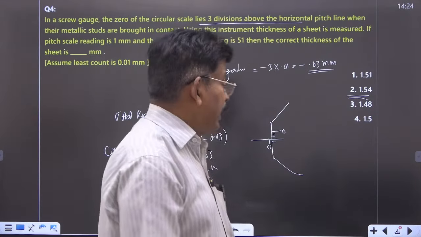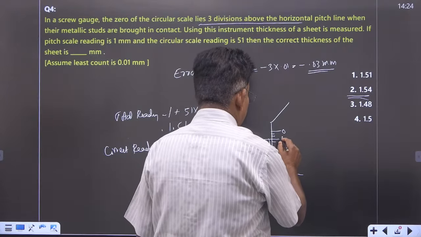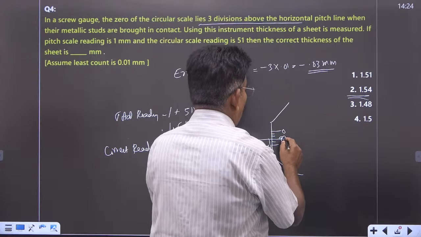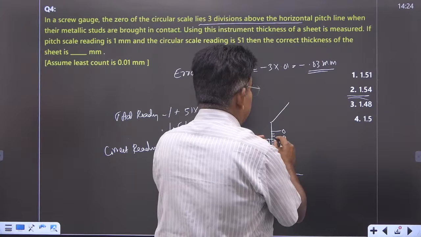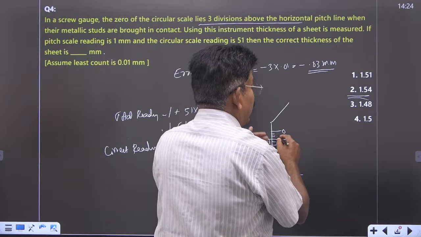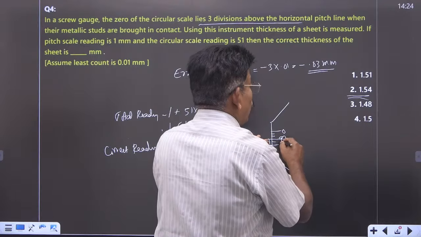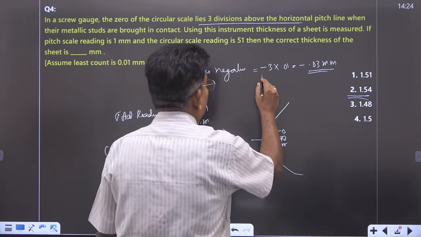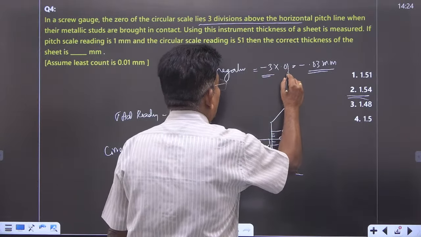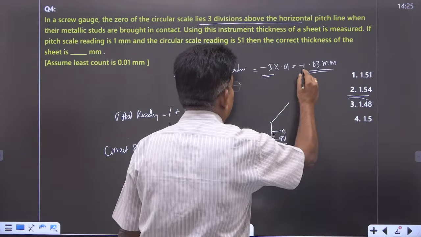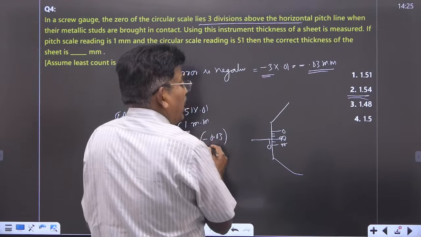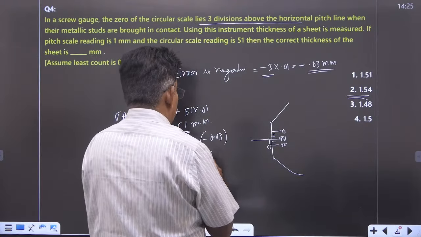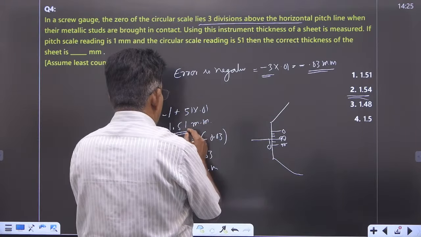This will be corresponding to 97. This is 95, 97. We are not taking this reading. The negative error division is how many divisions? 0 above the baseline. That is given to be -3 into least count, so minus 0.03. Then total reading, pitch scale reading plus circular scale reading, is directly given as 1.51 millimeter.